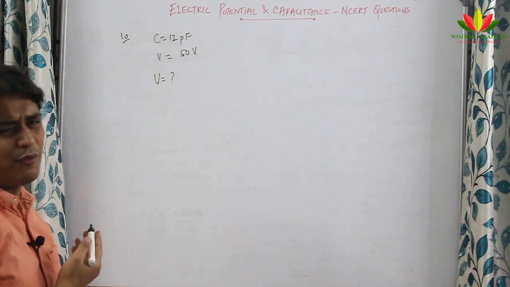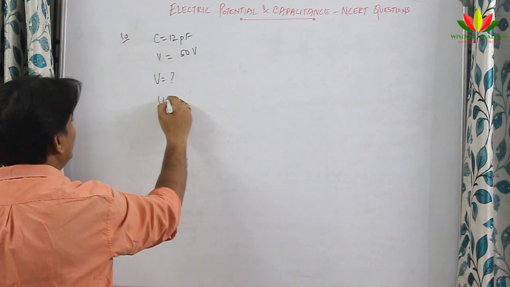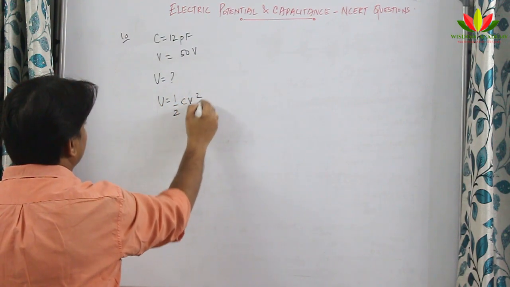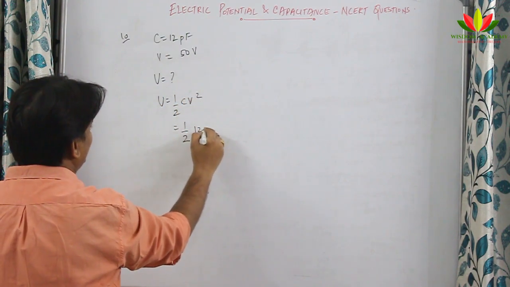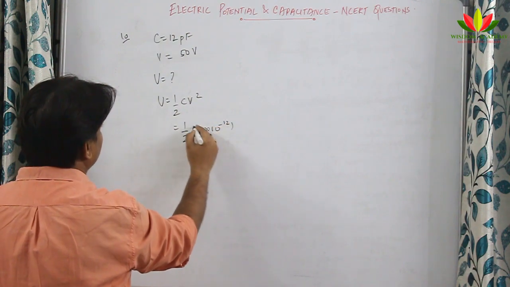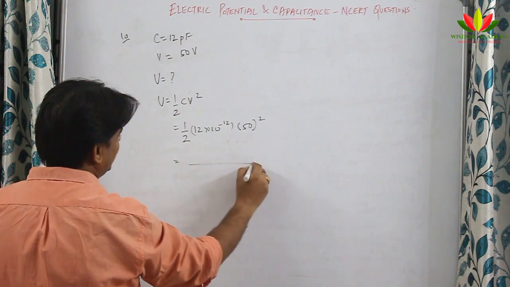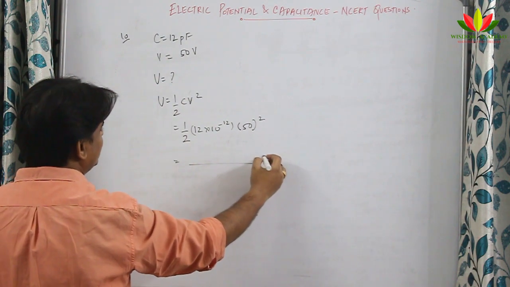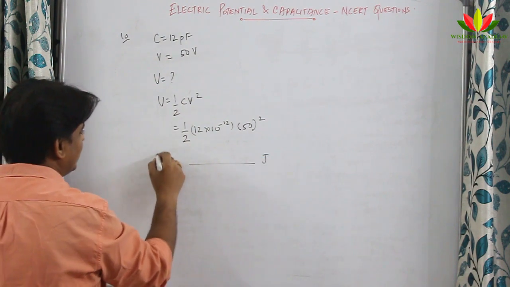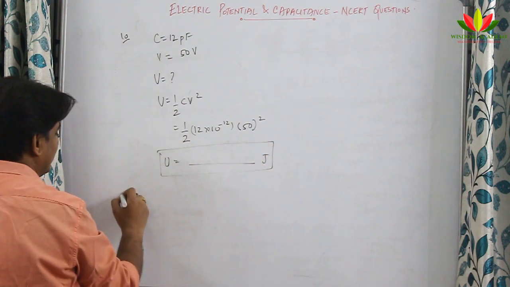We know the formula: U is equal to half CV square. So, half, what is C? 12 into 10 power minus 12, and V is 50 square. When you put all these things in, you will get the answer. This much joules will be the energy stored in the capacitor. Go to question number 11.